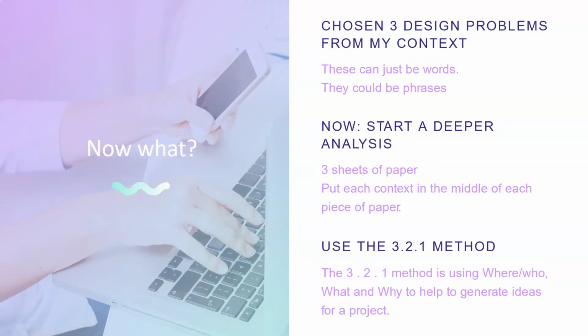So now what? You've chosen your 3 design problems from the contexts. So, 3 words from that word association brainstorm that you're actually now going to look at. These can be words, they could be phrases, but it's just easier if they're words. Now it's time to start your deeper analysis. If I was you, I would get 3 sheets of paper, or if you're working on a tablet or a touchscreen device, you can open up Autodesk Sketchbook or any other drawing app that you have on your devices.